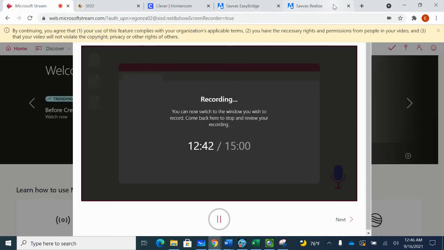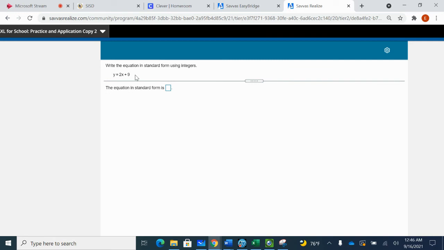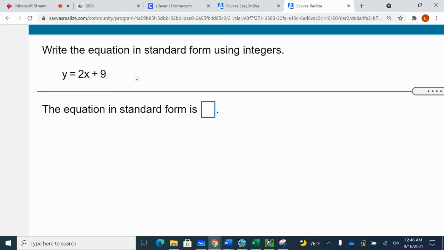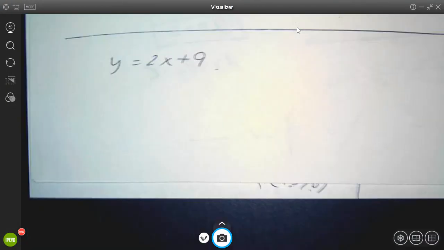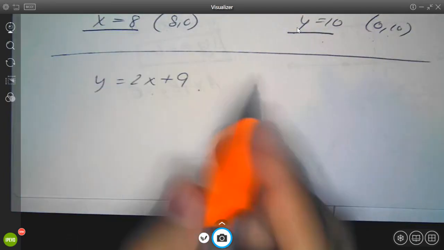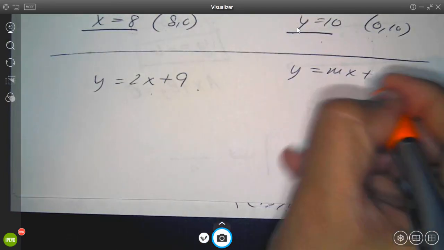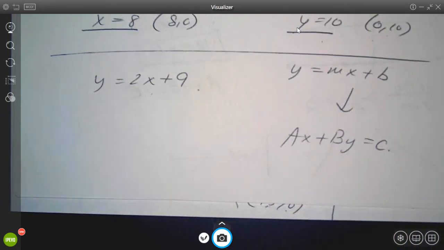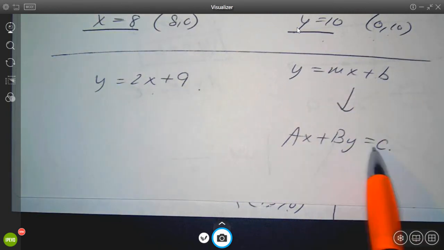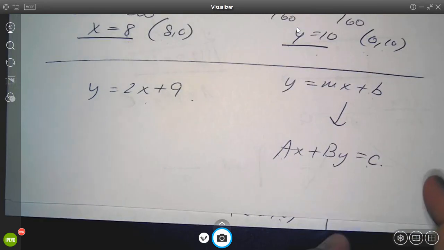Problem number 11. Hey, these are probably the easier ones. So here we're given y equals 2x plus 9. This is the really nicest way we can transform this into a standard form. So remember, anytime we want to go from slope-intercept to standard, y equals mx plus b to ax plus by is equal to c. Again, don't be confused with a, b, c, y, and b, right?